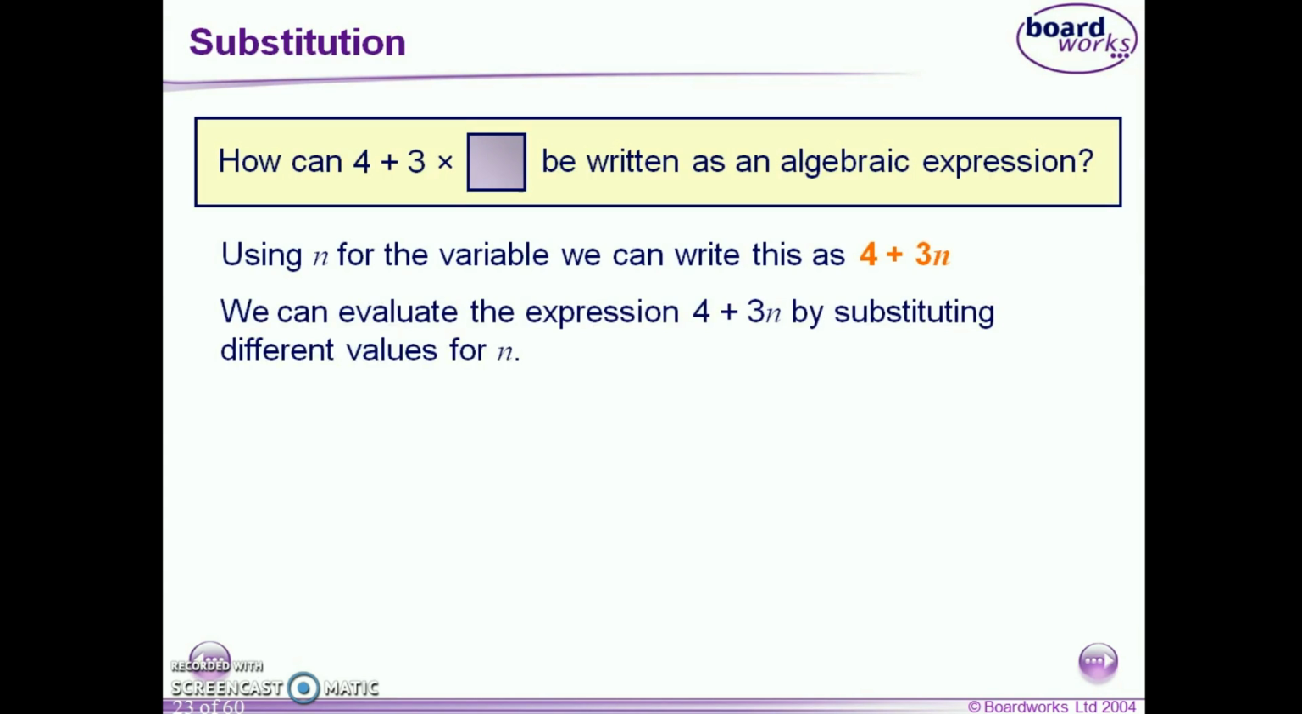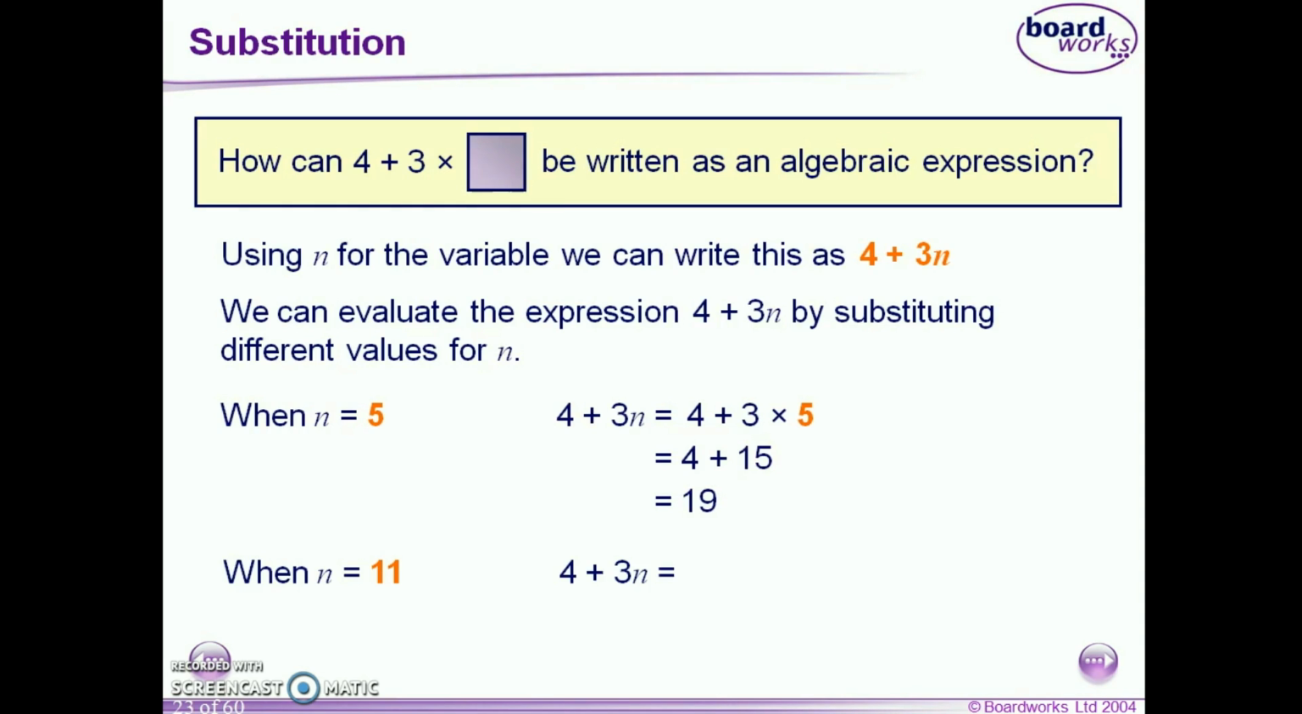We can evaluate the expression 4 plus 3n by substituting different values for n. For example, given that n is equal to 5, we can evaluate 4 plus 3n, which is 4 plus 3 times 5, equal to 4 plus 15, which is 19. And when n is equal to 11, 4 plus 3n is equal to 4 plus 3 times 11, which is 4 plus 33, which is 37.